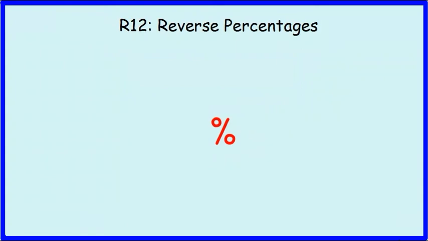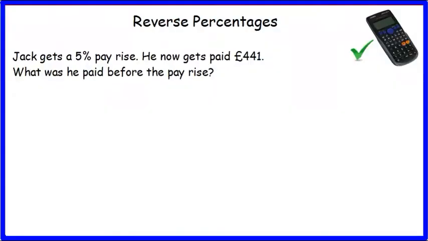In this video, we're going to look at reverse percentages. Okay, so Jack gets a 5% pay rise. He now gets paid £441. What was he paid before the pay rise? So you get this question quite a bit, but they don't tell you it's reversed, so you don't get that clue.